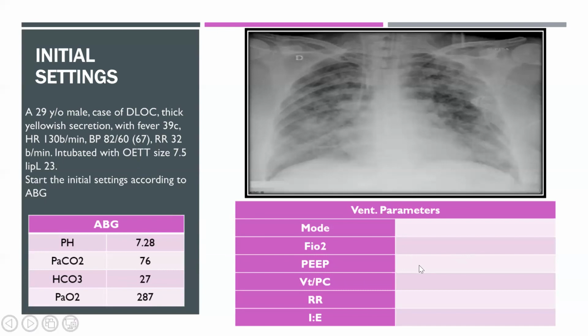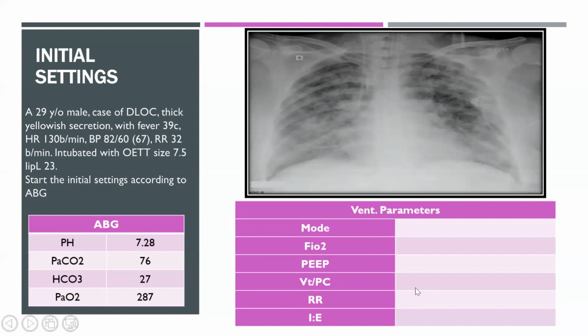PEEP, I'll give him a higher PEEP than 5 because he needs lung recruitment, let's say 8 to 10. And watch the BP while increasing the PEEP because whenever you have PEEP, you will squeeze the heart and the BP will go down.